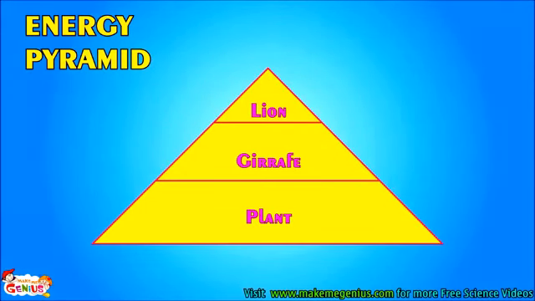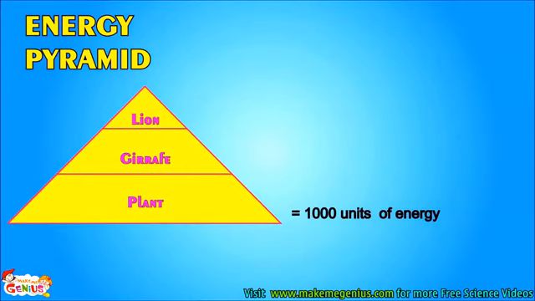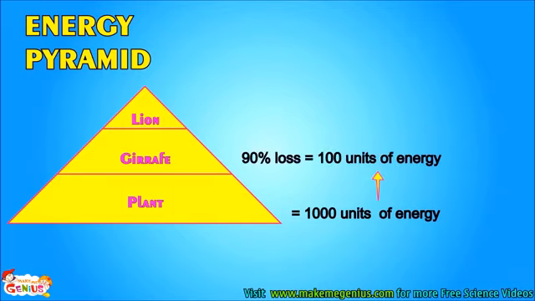Look at this pyramid. It is called energy pyramid. This shows that energy available becomes lesser and lesser as we move to the top of food chain. To understand energy pyramid, let's assume plants absorb 1,000 units of energy from sun. When giraffe eats it, 90% energy is lost, so giraffe only gets 10% of energy. This means energy transfer from plant to giraffe is 10% of 1,000 units of plant energy, which is 100 units. Now when lion eats giraffe, 90% energy is again lost, and lion gets only 10 units of energy.